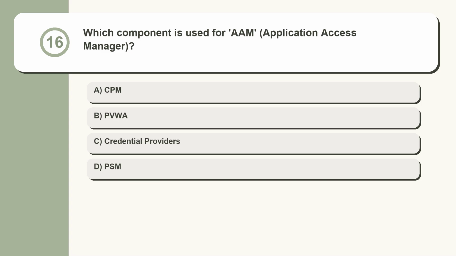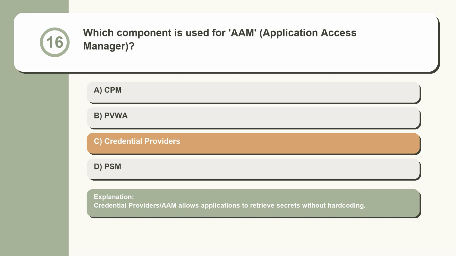Question 16. Which component is used for AAM, Application Access Manager? CPM, PVWA, Credential Providers, PSM. Credential Providers/AAM allows applications to retrieve secrets without hard-coding.